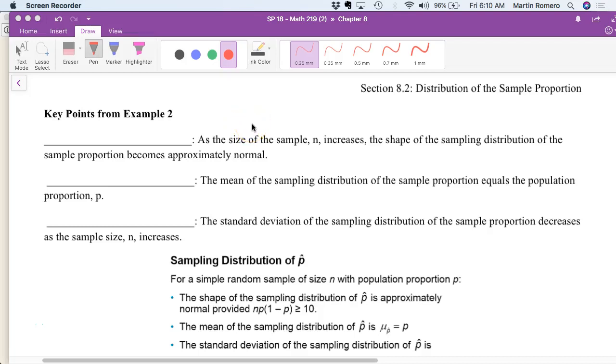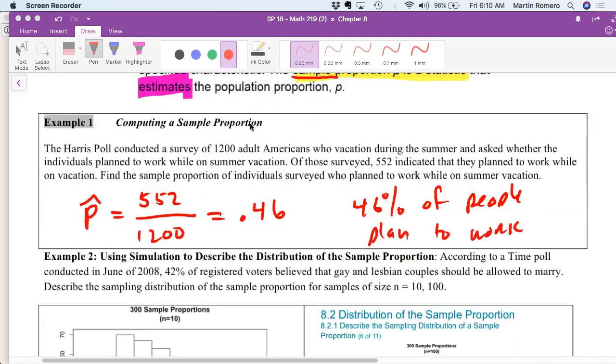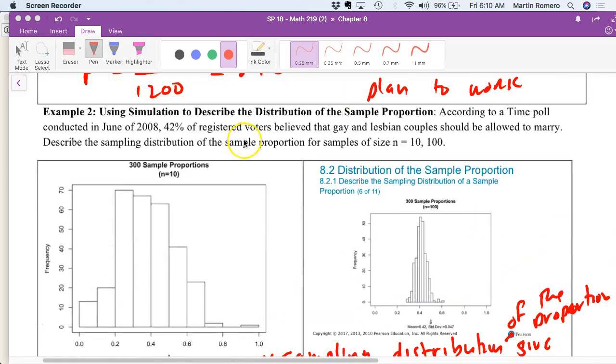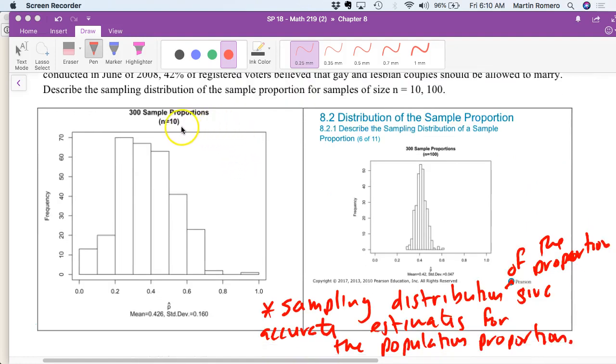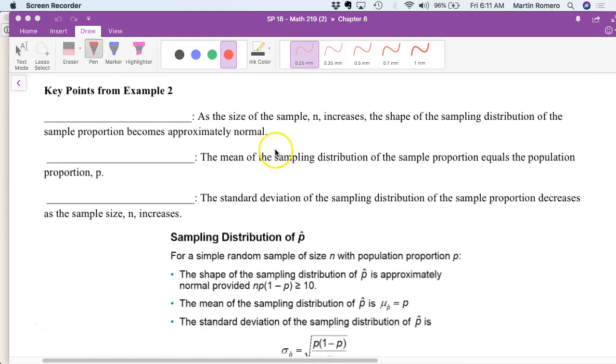This is part 2 of chapter 8.2. Last time we left off with sample proportions, and then we talked about this idea of simulating what would happen if we increase sample size, with 300 samples of different sample sizes. And here are the key points from that last example we did.